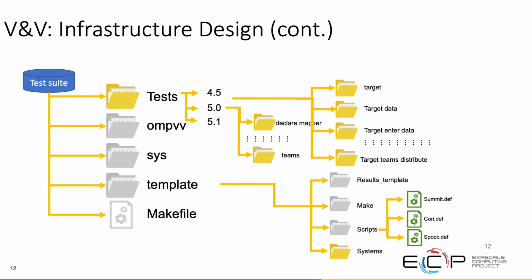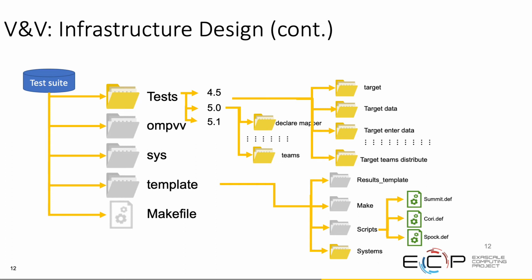Now let's look at the directory model of the V&V. So the test suite has 4 main directories, which is the tests, all our valid OMP V&V header files, the system, and template. Templates will have different scripts that you might copy. For example, we have a Summit def file, which has parameters that are relevant to the Summit supercomputer, as well as Cori and Spark as our recent additions.